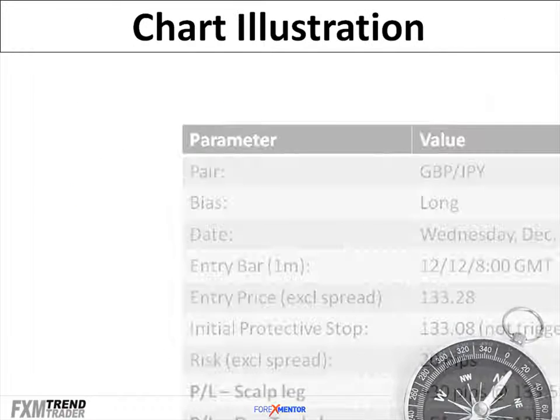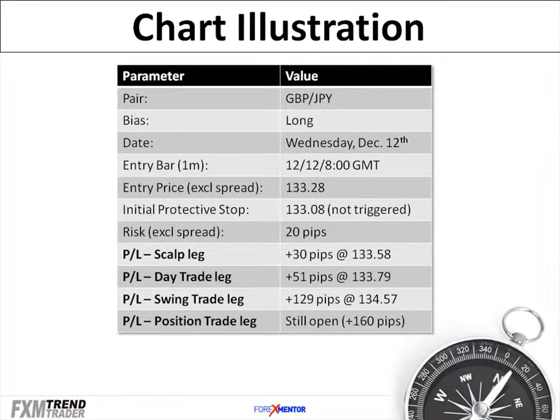So I'd like to walk you through a recent trade setup that reflected our trading rules here. This is for pound yen with a long bias on Wednesday, December 12th. A nice round number there in terms of the time on the clock when the 1-minute entry signal materialized. Just a coincidence. There's nothing special about hourly readouts, but this one happened at 8 a.m. on the 1-minute bar. Entry price of 133.28. Our initial protective stop is always 20 pips below entry, spread included.